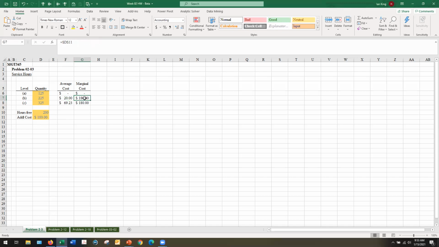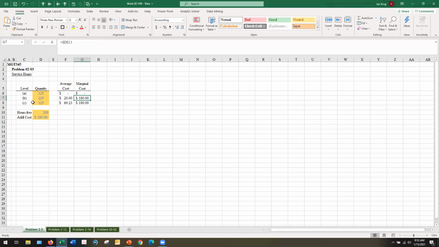Marginal cost, the cost of every additional hour, is 180 by definition. They say in the problem, additional time costs $180 per hour. So each additional hour, the cost of going from 225 to 226 hours, is another $180.